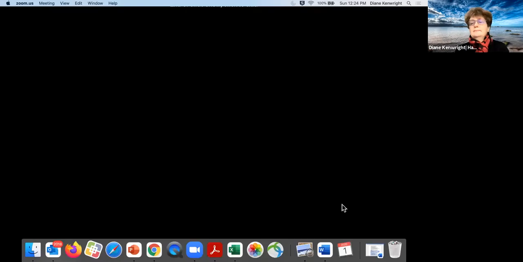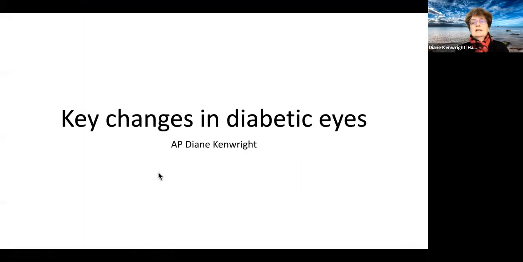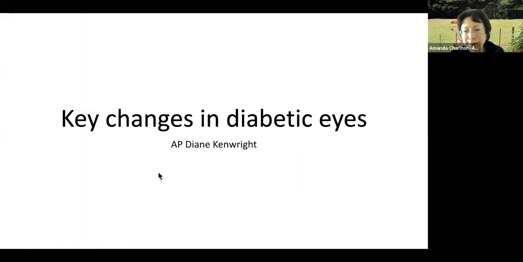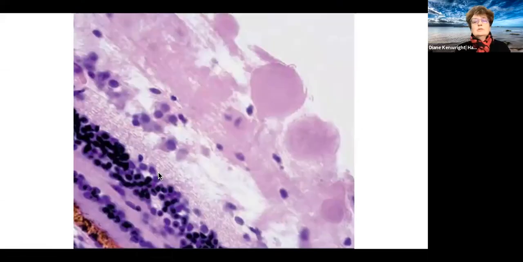Changes in diabetic eye. So again, this is a bit of a run through, so we're sharing a black screen here. Oh, that's interesting. Can you see that? Yep, looks good. Right. Okay. So this is all textbook stuff. Key changes in diabetic eyes.